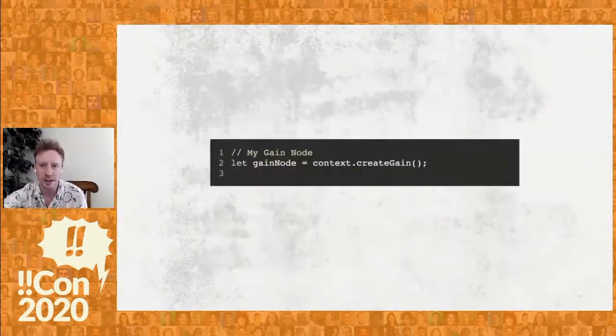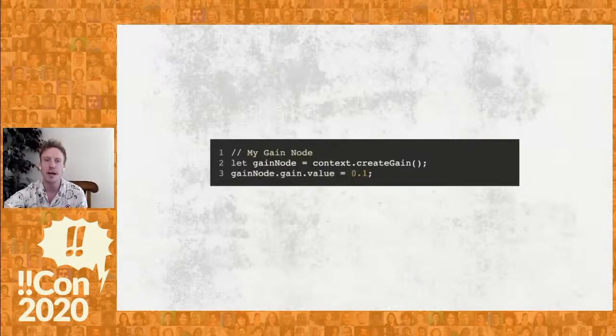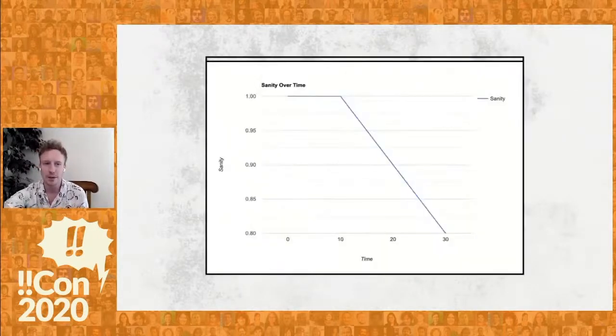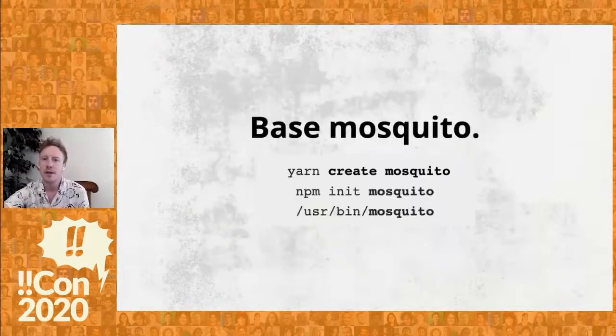Very annoying. I had to reduce the volume again straight away. Sanity is at an all-time low of 0.8. The graph has figured out now that it's not going to go above that. But this Mosquito I would call the base Mosquito. It's the yarn create Mosquito, the npm init Mosquito, the user bin Mosquito. That's where it would live.